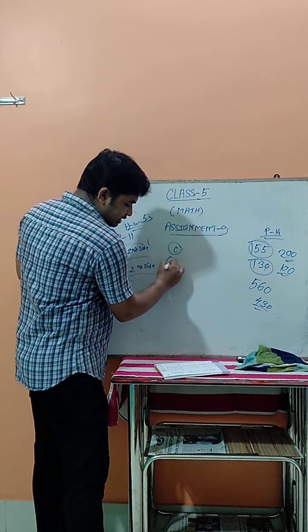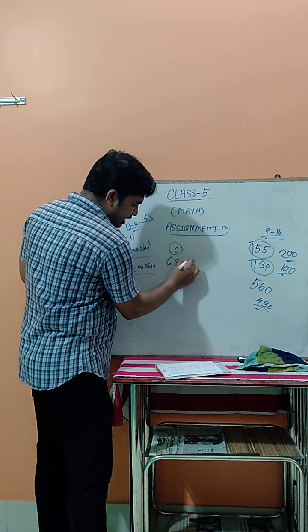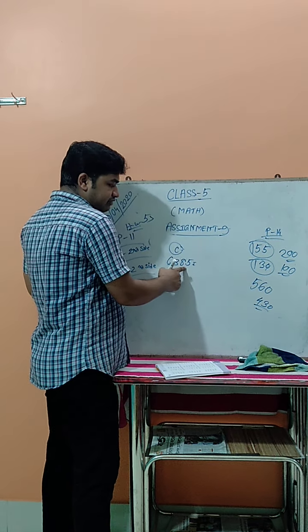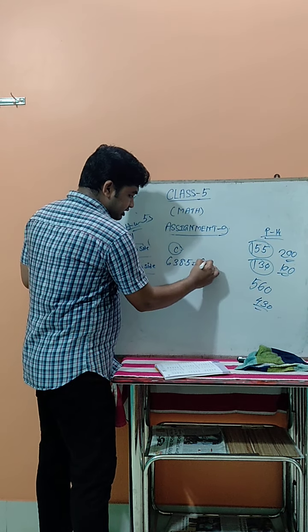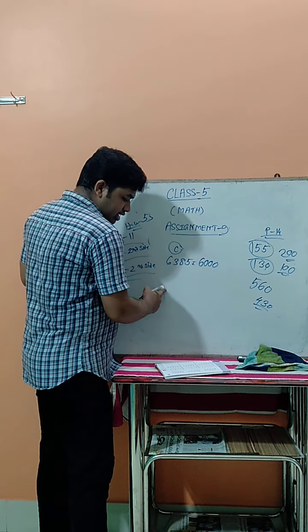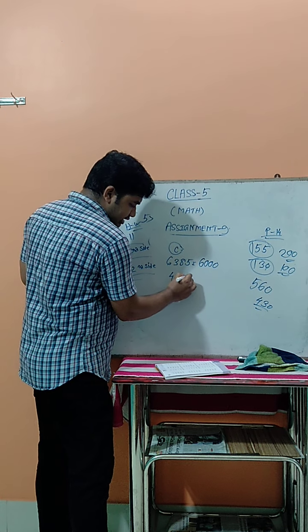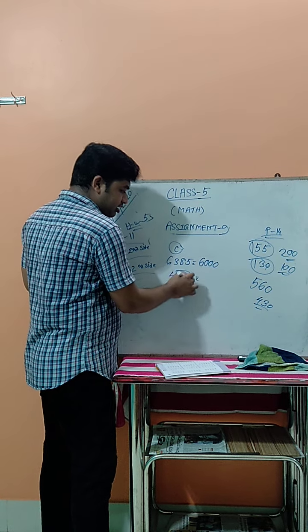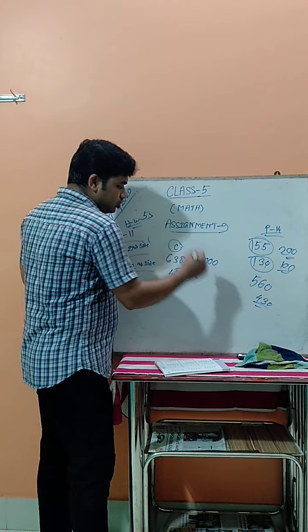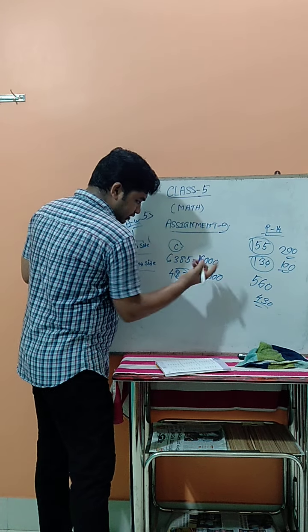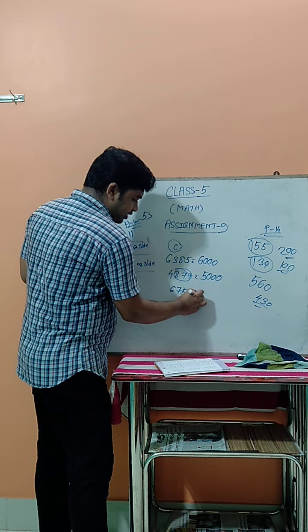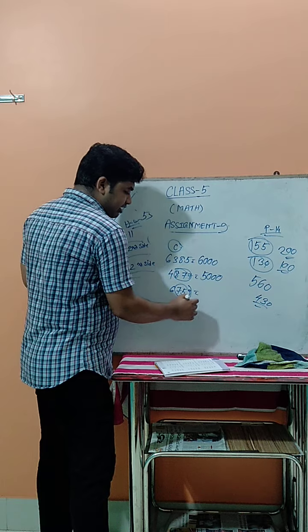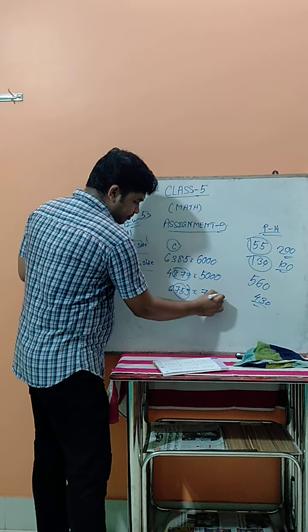Now here is given 6,385. 385 is less than 500, so you have to take the previous one. So it is 6,000. Okay. Now 4,877. 877 is more than 500, so you have to take 5,000. Now 6,759. 759 is more than 500, so 7,000.